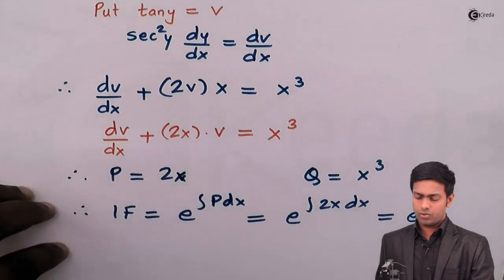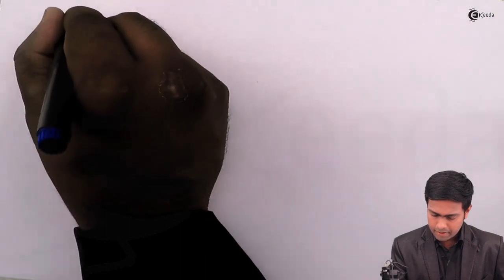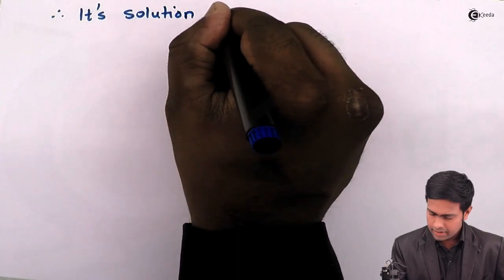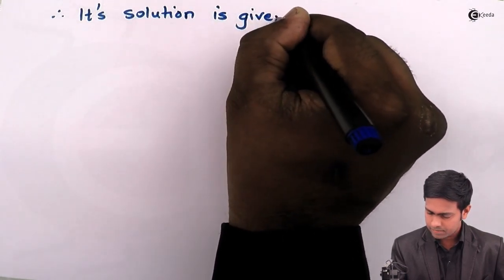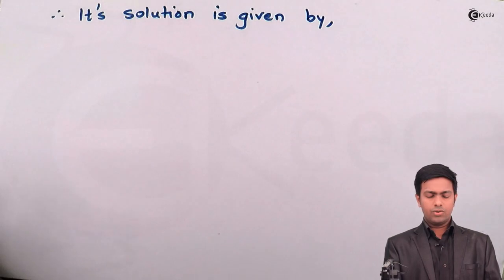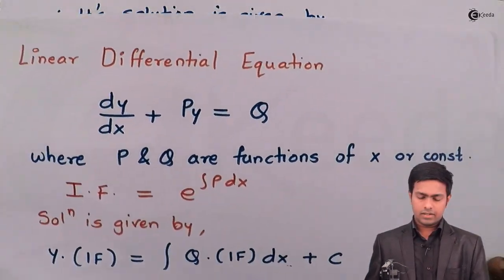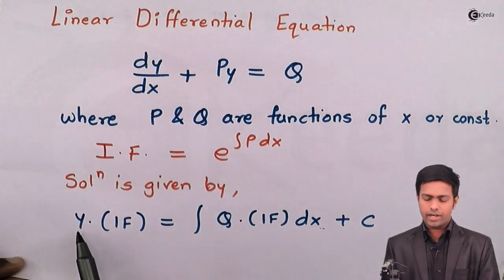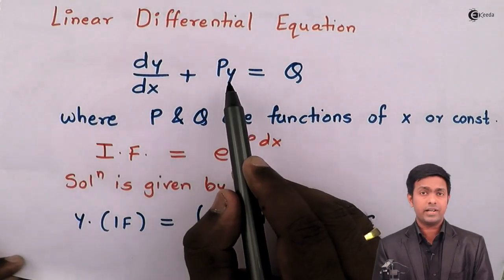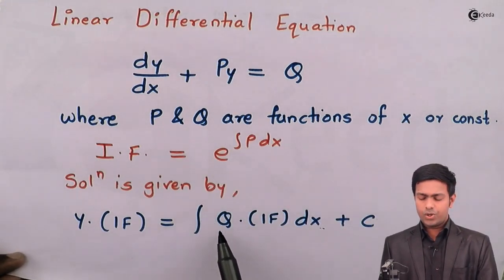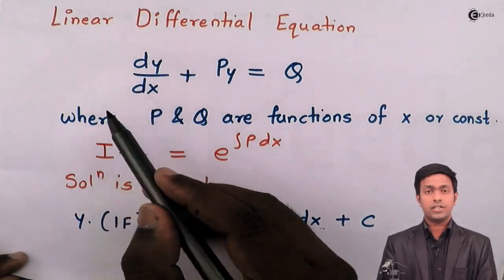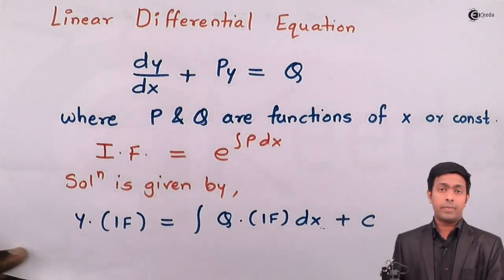And now let's find the solution. So here I'll say therefore its solution is given by, so guys, for the solution we'll refer to this linear differential equation. In this linear differential equation, the solution is y into integrating factor, because y was the dependent variable, is equal to integration of q into integrating factor into dx, because dx is the variable with which we differentiate that dependent variable.